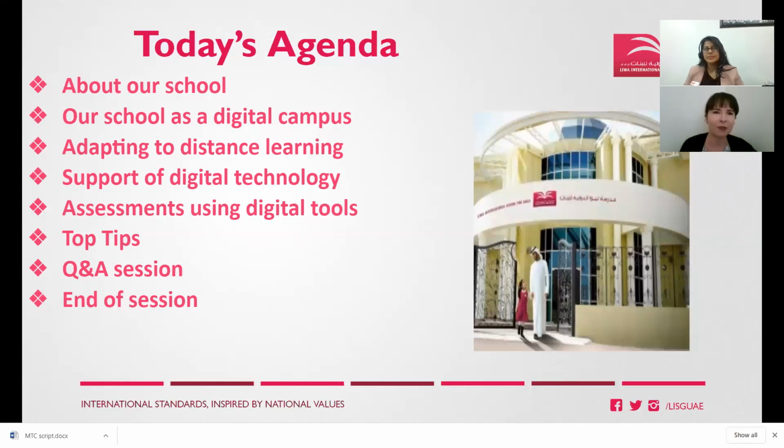So today's agenda, we'll start by talking about our school and how it is a digital campus. Then we will go into a little bit about how we adapted to distance learning when it started in March this year. We will talk about our successes of using digital technology. And then we will talk a little bit about assessments using digital tools and what we found really successful. At the end, we'll talk a little bit about top tips that you could maybe use in your school. And then finally, there'll be a question and answer session. If you want to ask any questions, please ask via the question and answer section on the app and we will respond there.